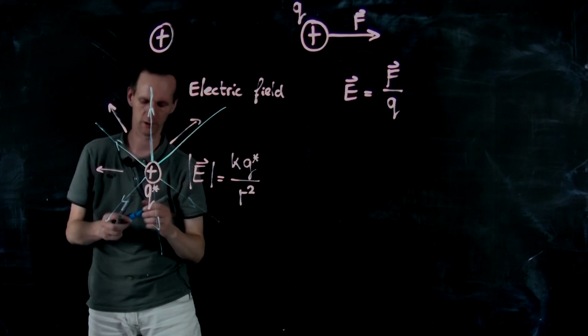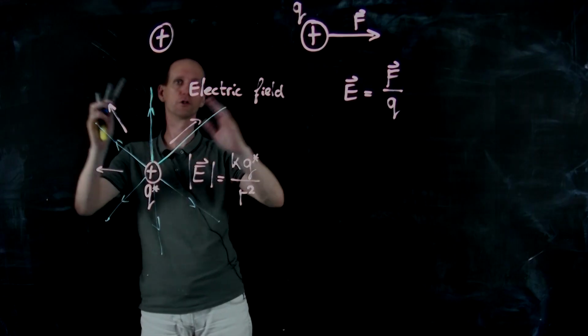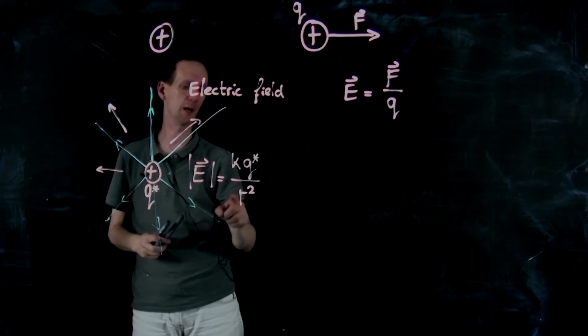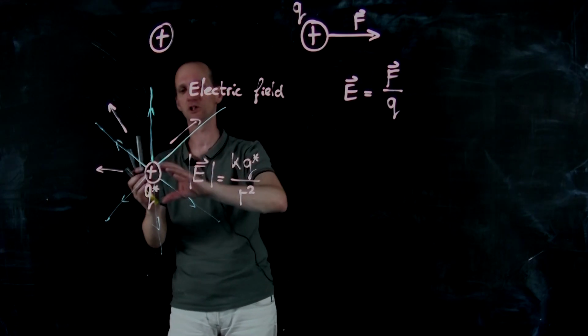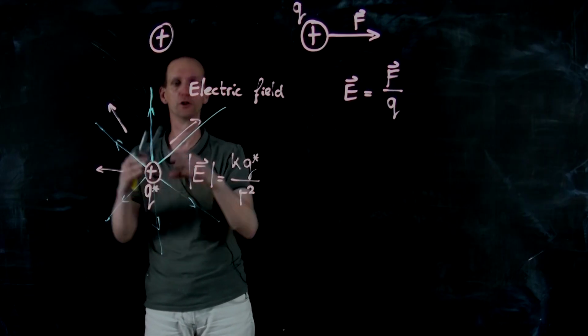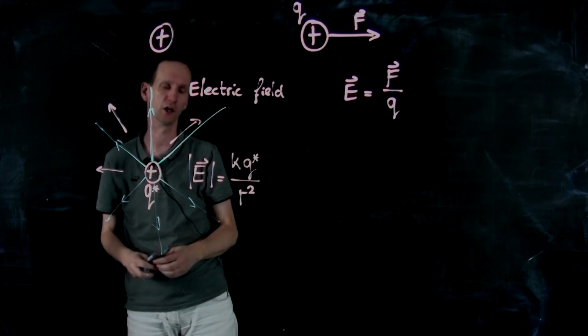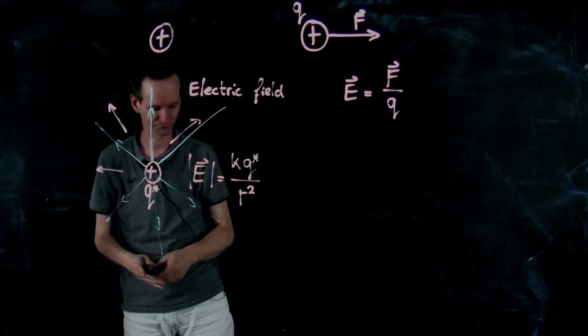We've seen that the force on another particle also falls with R squared. It's the same for the field. So we also see from this image that if the field lines are closer together, the forces are stronger, the field is stronger. If they are further apart, the electric field is smaller.